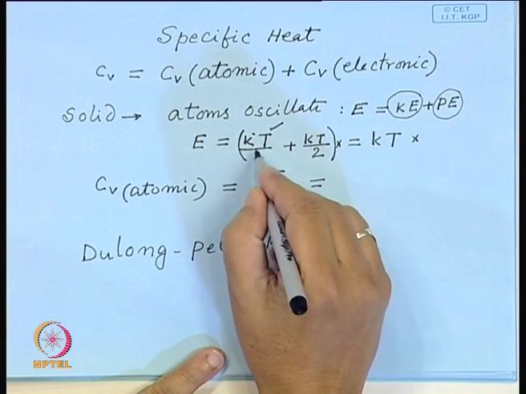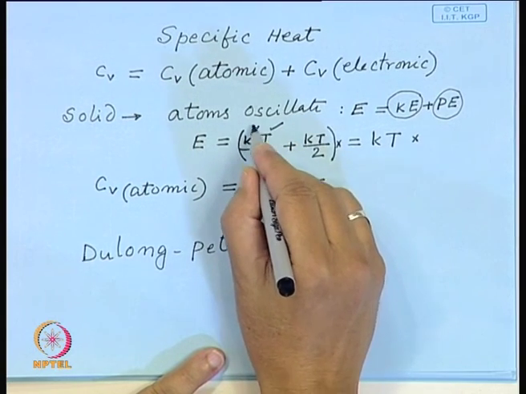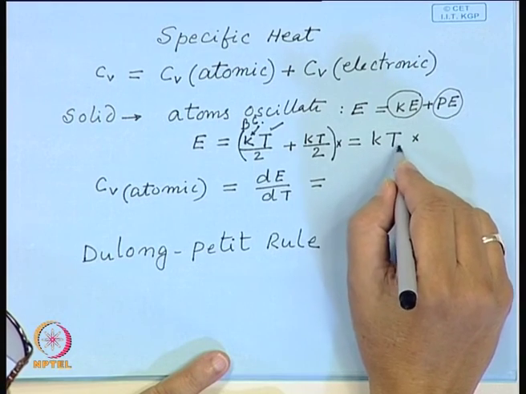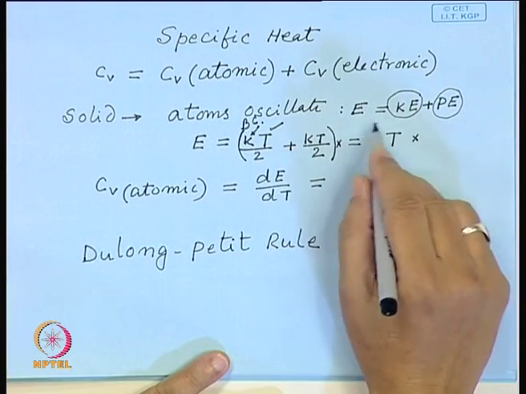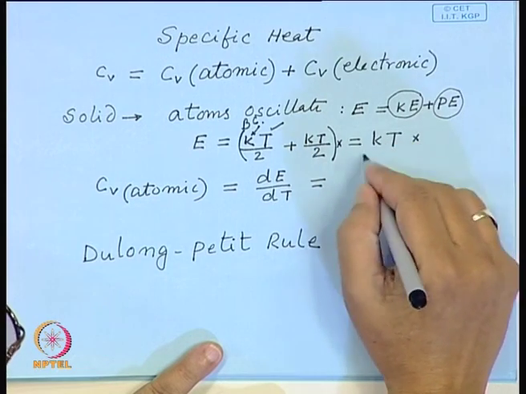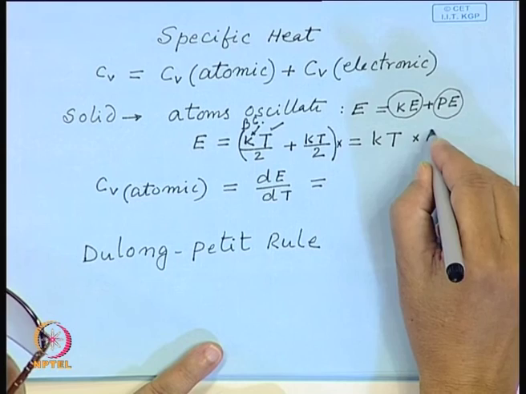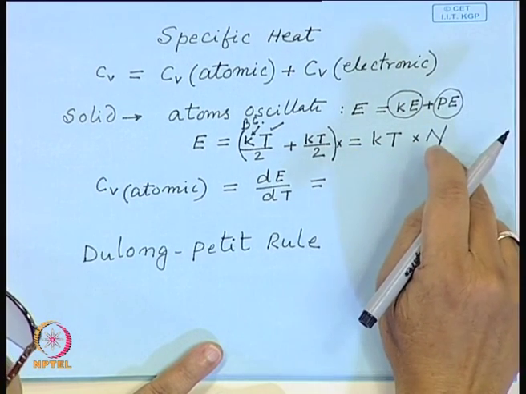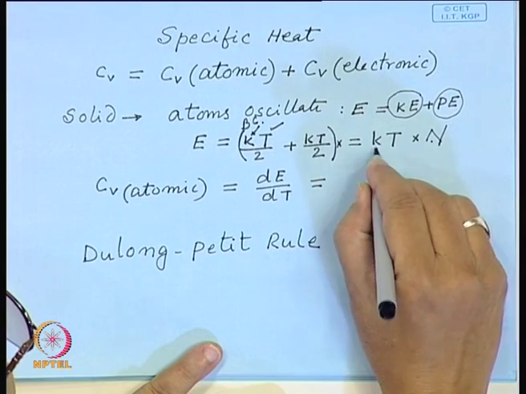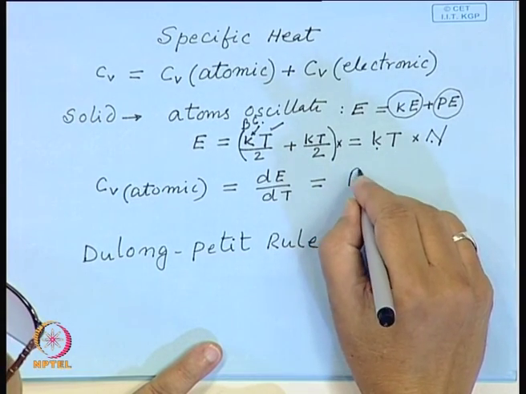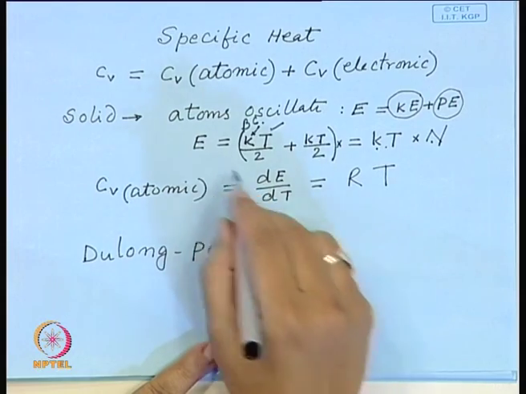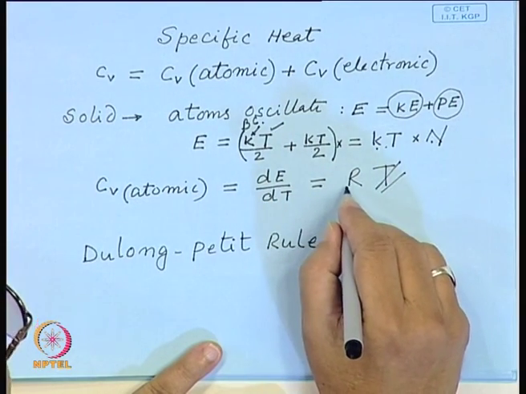T is the temperature in degrees absolute, and k is the Boltzmann constant. So, the total energy of this oscillator is kT. Now, the total energy depends on how many atoms you have. If you want the molar specific heat, multiply this by the Avogadro number. The Avogadro number times the Boltzmann constant is equal to R, so you have RT. If you differentiate this with respect to T, you get R.